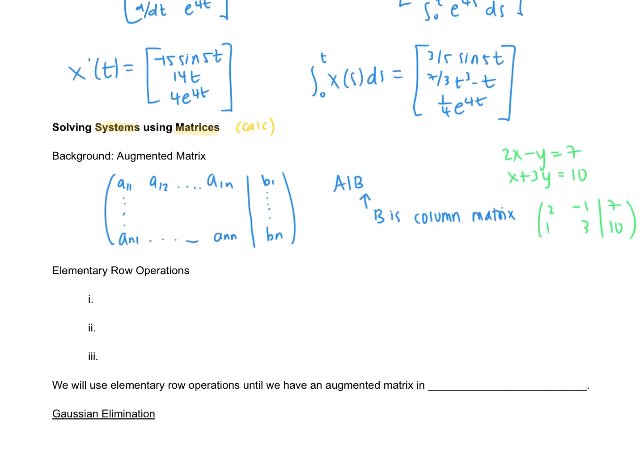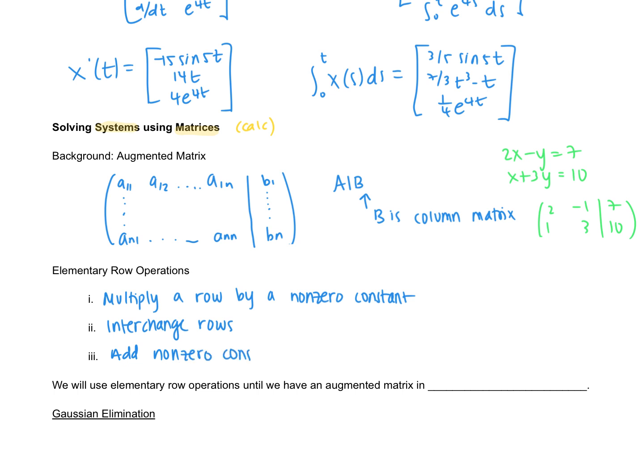So then when you have that augmented matrix, you're allowed to do elementary row operations to solve the system. There are three of them. You can multiply a row by a non-zero constant. You are also allowed to interchange rows. And the last elementary row operation is to add non-zero constant multiples of one row to another.